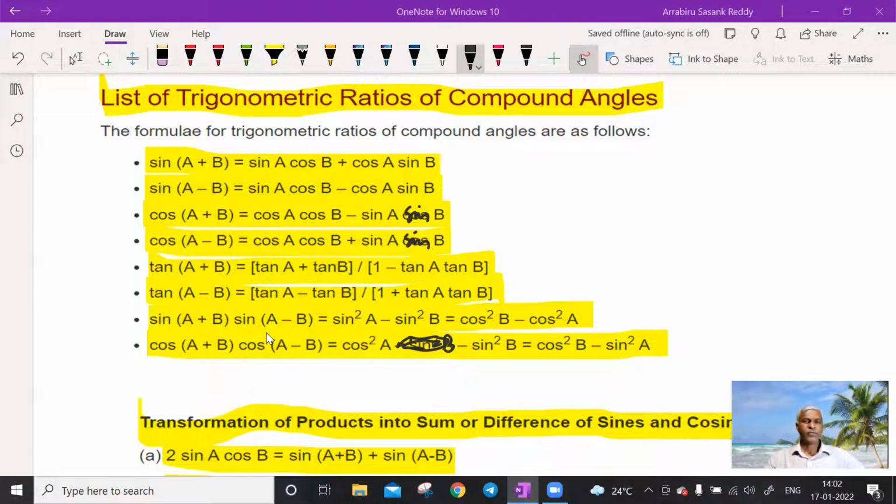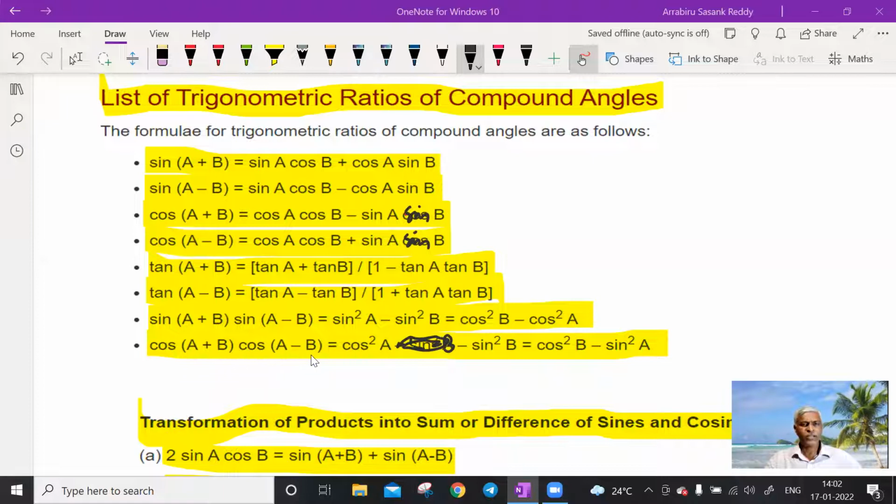And then sin A plus B into sin A minus B is sin square A minus sin square B. It is similar to A plus B into A minus B, which is A square minus B square. In that way, you can remember. If you convert sin into cos, sin square A is 1 minus cos square A, and sin square B is 1 minus cos square B. The 1 will get cancelled and you will get cos square B minus cos square A. So this can be written in both ways: sin square A minus sin square B or cos square B minus cos square A.